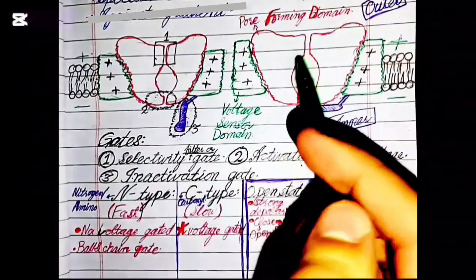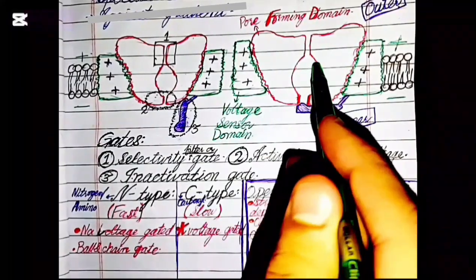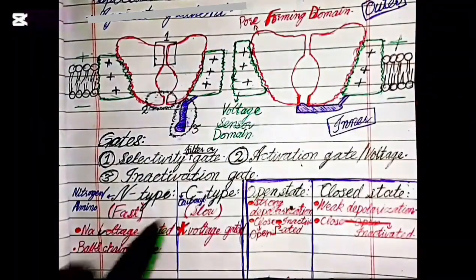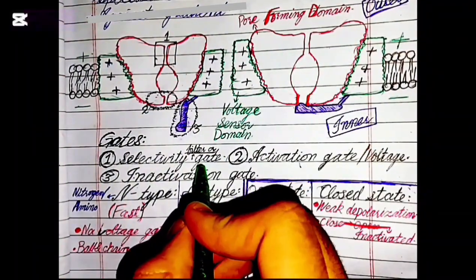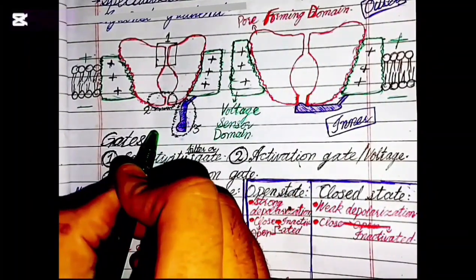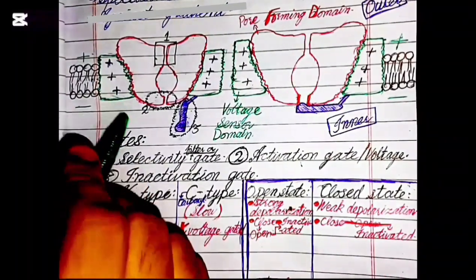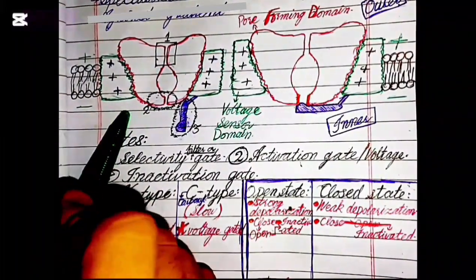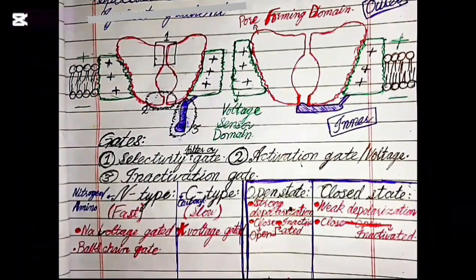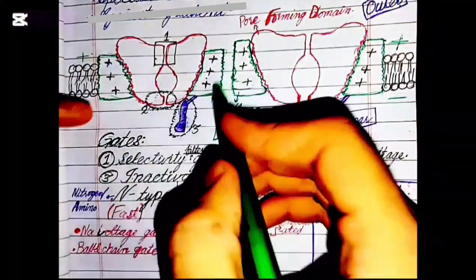So the selectivity gate first selects the ion, and after that the ion passes through the activation gate. When the membrane is depolarized and reaches the threshold, the negativity decreases on the inner side and the positivity also decreases on the outer side. As negative and positive attract each other, when the negativity decreases, the attraction between them decreases, so they start repelling each other.